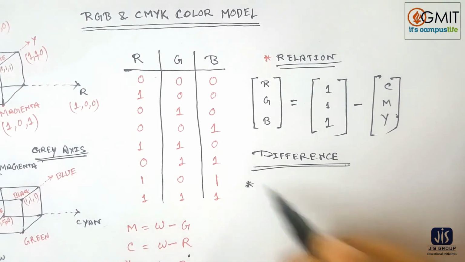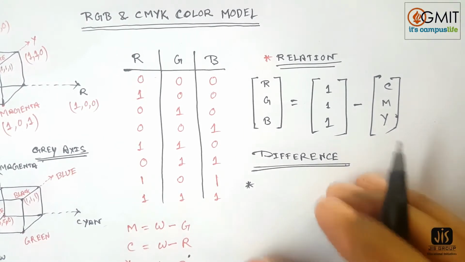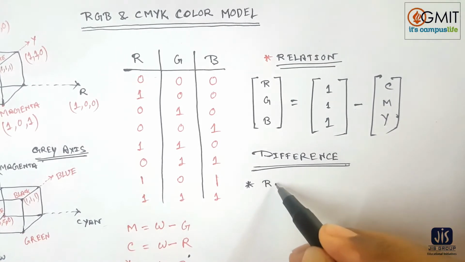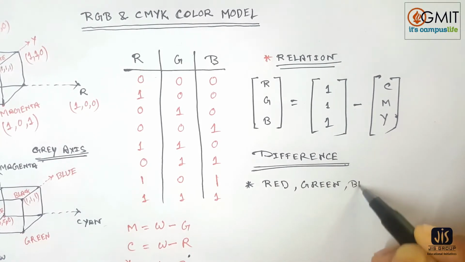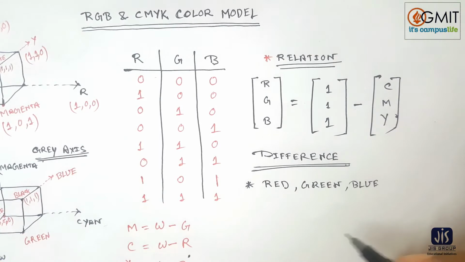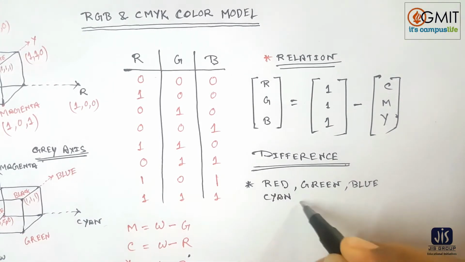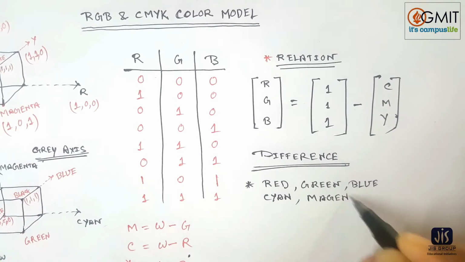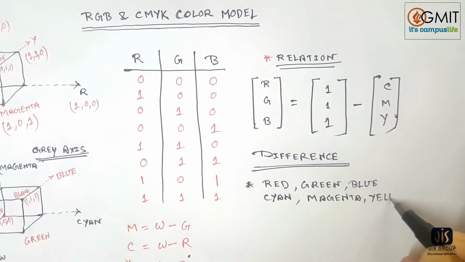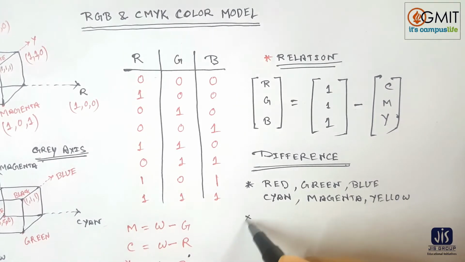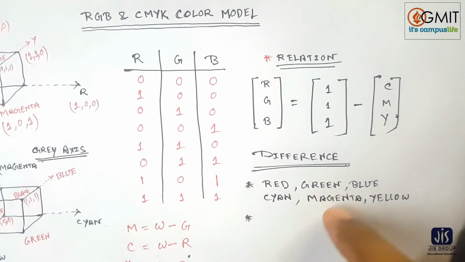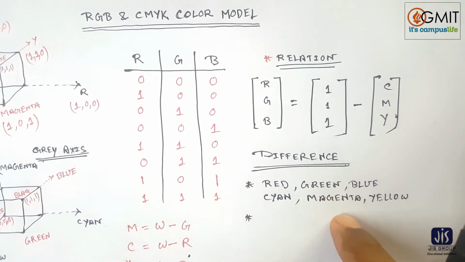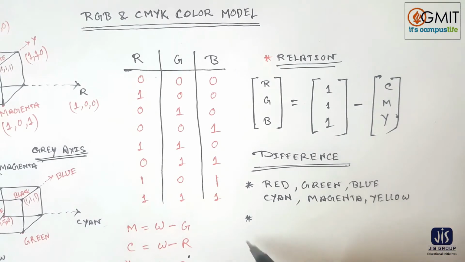Now come to the difference between these two color models. Number 1. In case of RGB color model, the primary colors are obviously red, green and blue. But in case of CMY, cyan, magenta and yellow. So this is a difference. Next point, in case of RGB, the secondary colors are cyan, magenta, yellow. That is, we are just reciprocating our first point. But in case of CMYK, our secondary colors are red, green, blue.